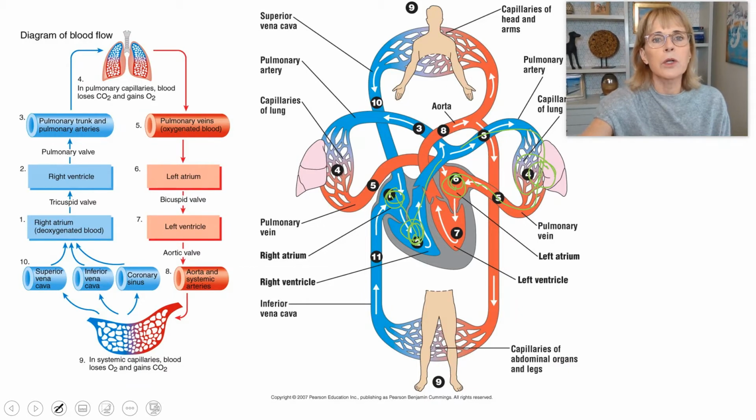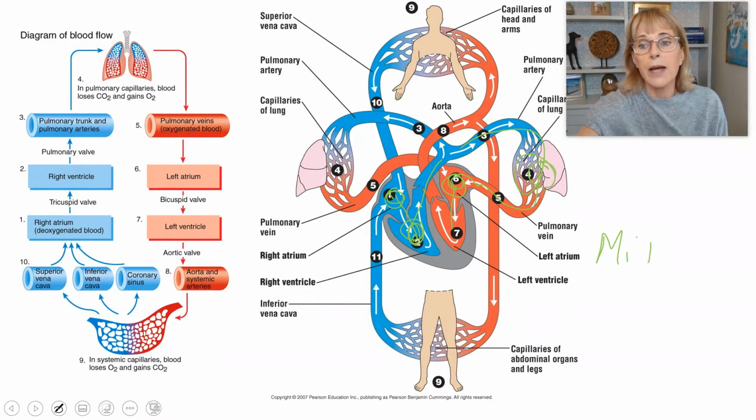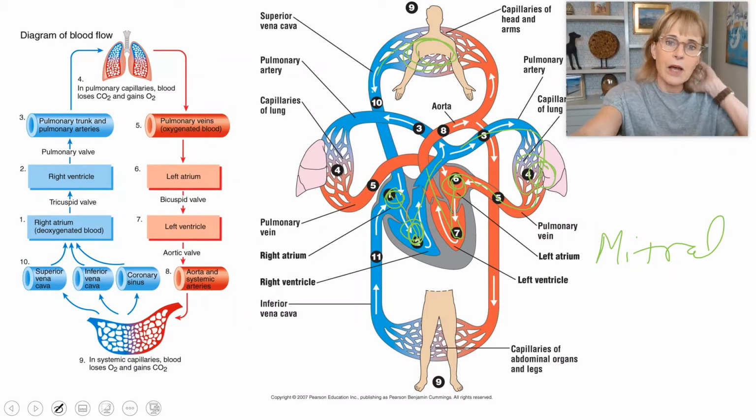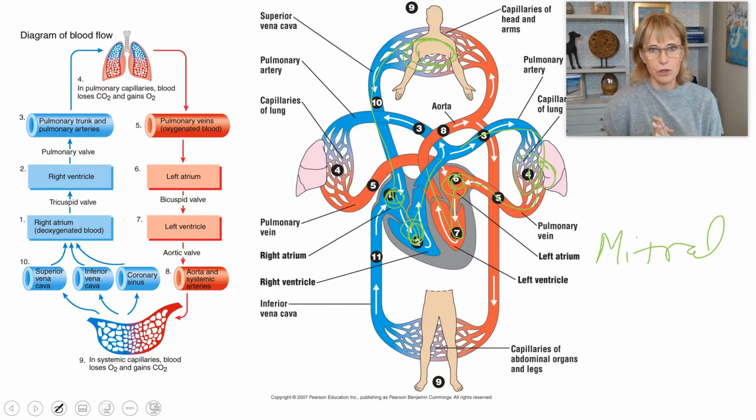From the left atrium, it'll go down into the left ventricle by going through the bicuspid valve, which is also known as the mitral valve. And then it's going to leave the left ventricle into the aorta by going through the aortic valve. Then it goes out, drops off oxygen, comes back through the vena cava, and you're back where you started out.